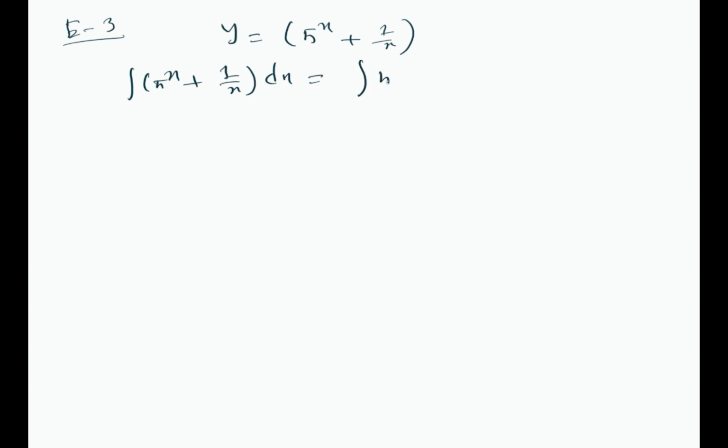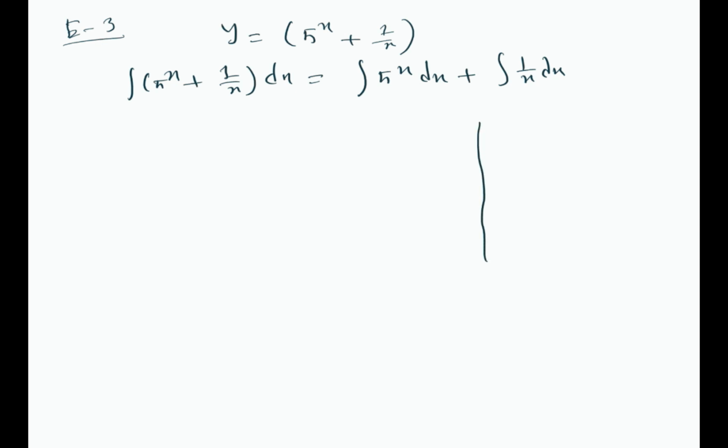Example 3. So for example 3, our function y is equal to 5 to the power x plus 1 over x. Okay, so we can take the integral of this function, the integral of 5 to the power x plus 1 over x, and we can rewrite it again, the integral of 5 to the power x dx plus the integral of 1 over x dx, right? So here I need to mention one thing.